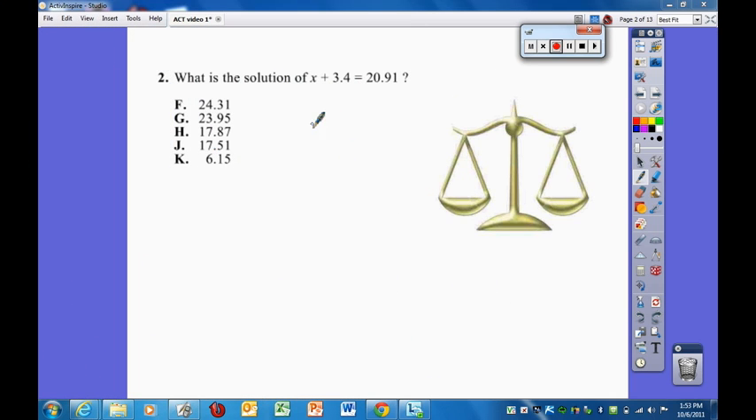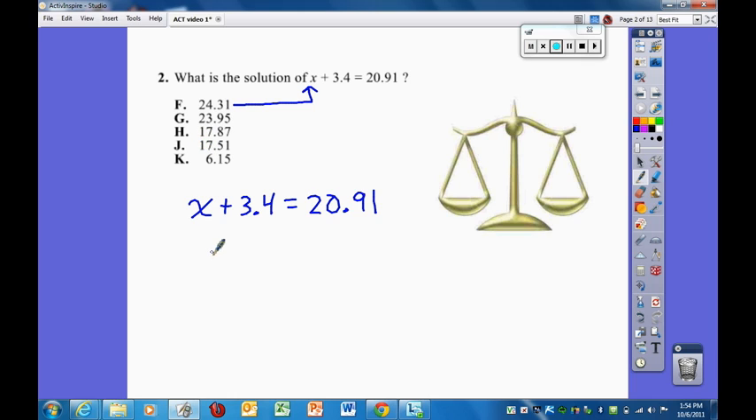Okay, problem number 2. What is the solution of this equation? Anytime you're asked to find the solution, you're looking for the value of the variable. In this case, we're looking for the value of x. One particular way to work this out would be to take each of the answer choices and substitute them in for the value of x and see if they work. No, that one doesn't work. No, that one doesn't work. Oh, finally you get to one that does work. Okay, that's a quick way to work it.